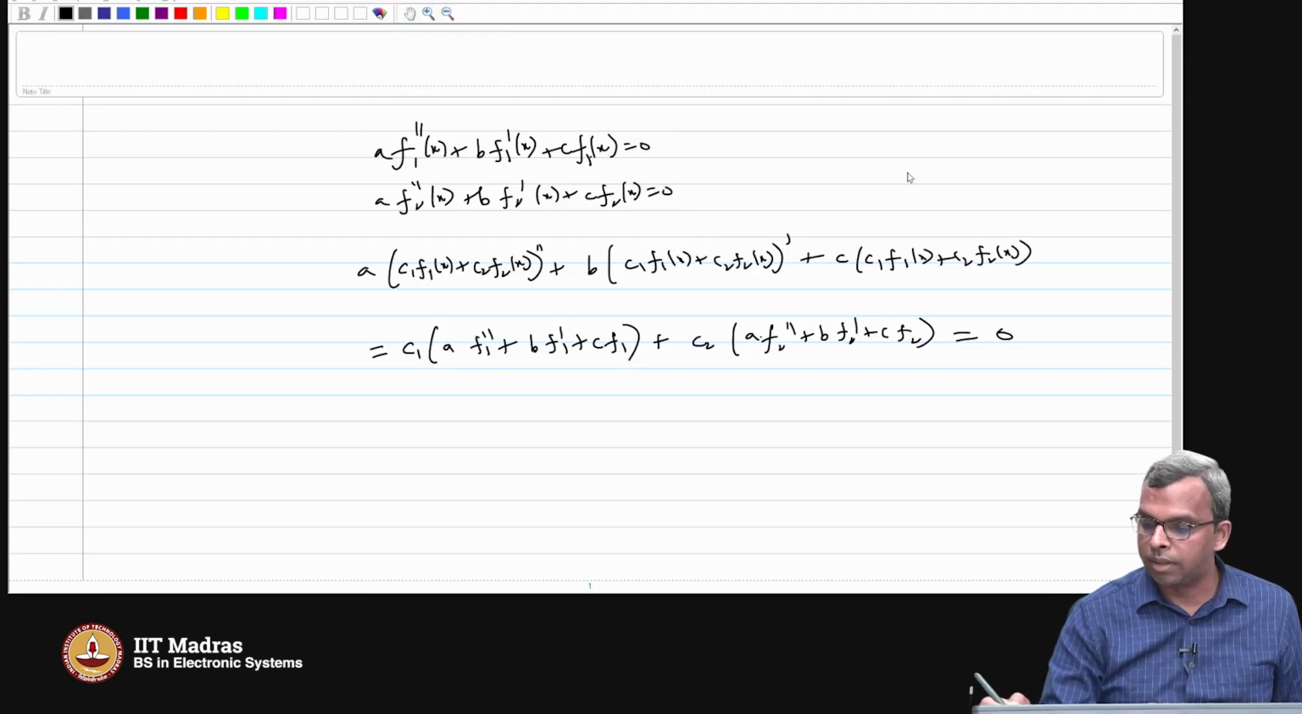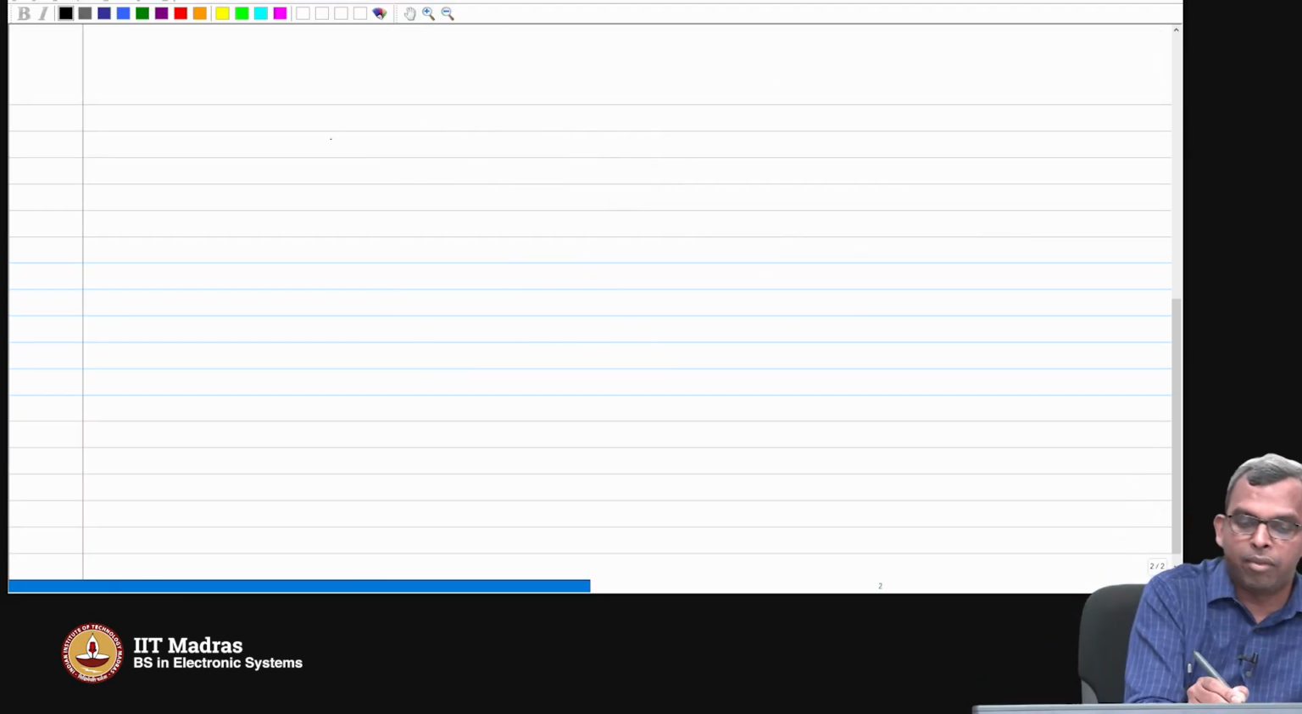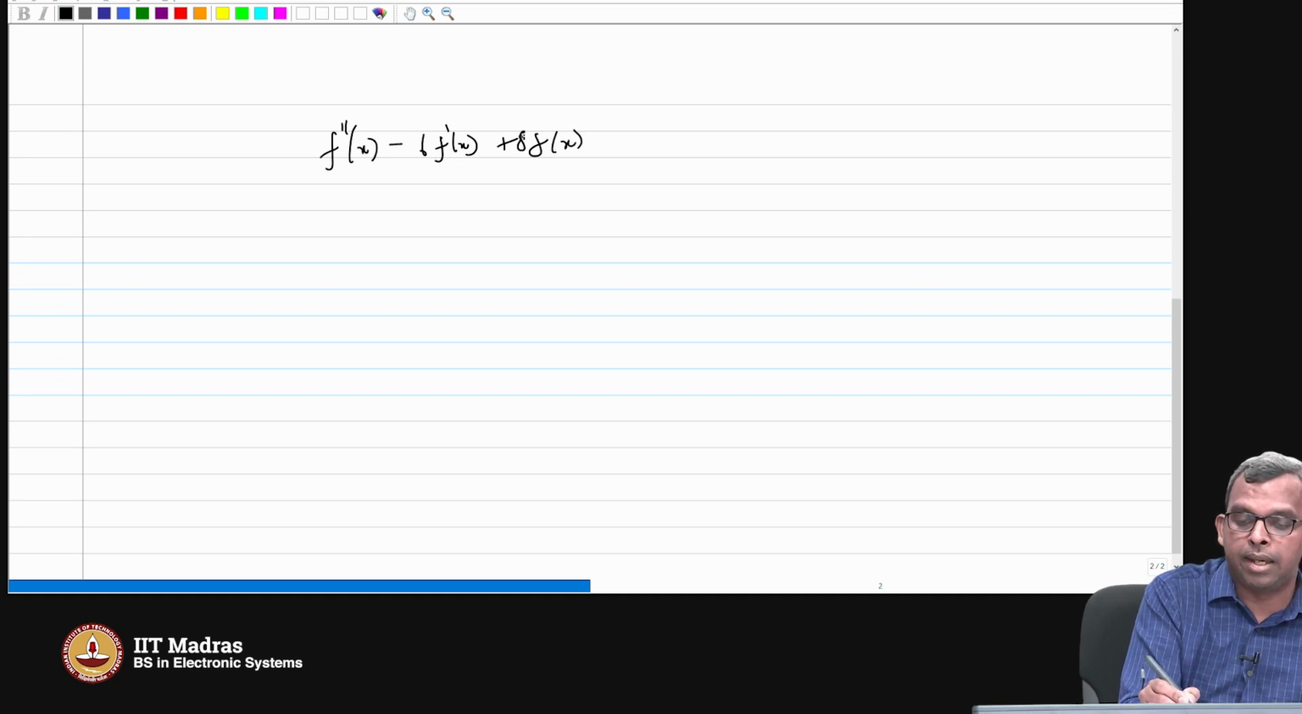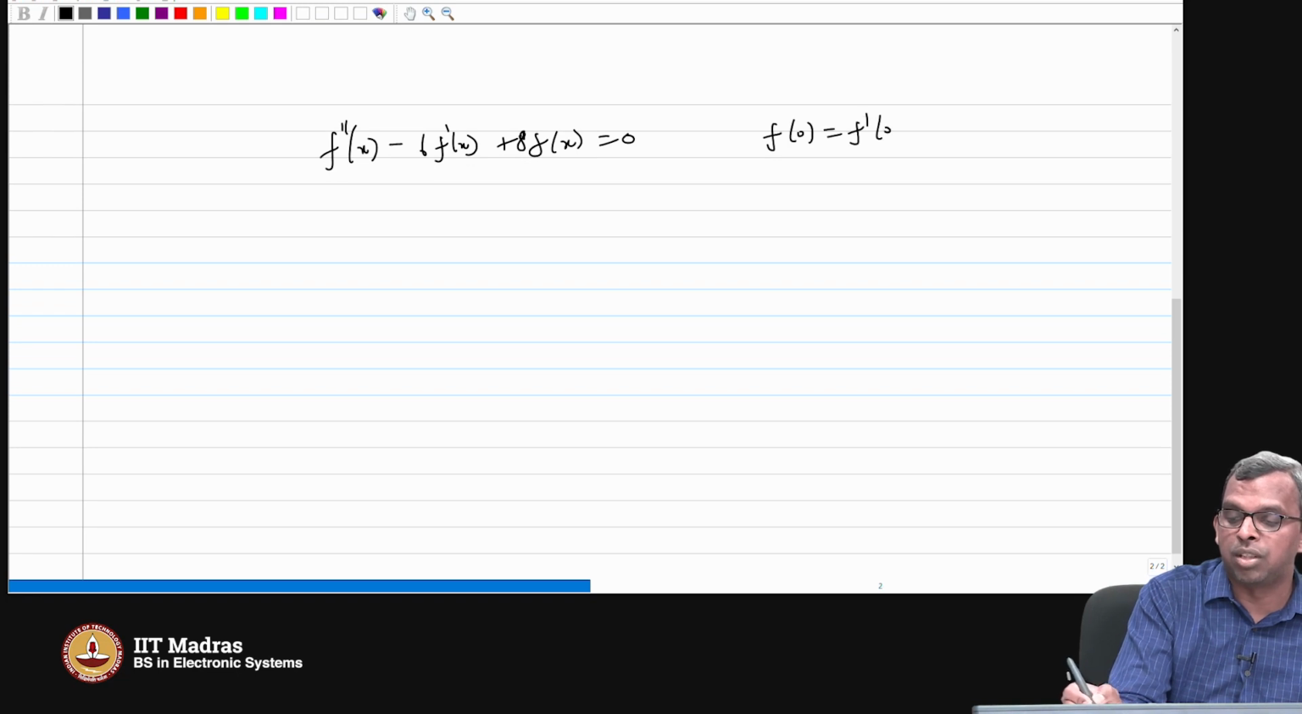Okay, so what is this equation? I have f double prime of x minus 6f prime of x plus 8f of x. Let's say I have this equal to 0, and let's say my initial condition is something, right? f of 0 equals f prime of 0 equals 1. Okay, the same initial condition. Instead of 0, I'm going to put, let's say, 4 here or 5 here. Okay, let's put 5 here.